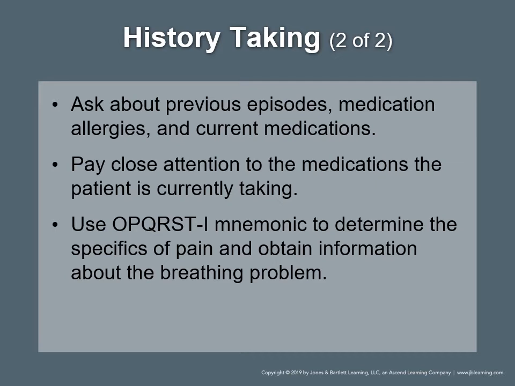Use the OPQRST-I mnemonic to determine the specifics of pain and obtain specific information about the breathing problem. When did the breathing problem begin? That's your onset. What makes the breathing difficulty worse or better? That's provocation or palliation. How does the breathing feel? That's quality. Does the discomfort move? Radiation and region. How much of a problem is the patient having? That's the severity. Is the problem continuous or intermittent? That's the I. What has been done to alleviate the problem prior to EMS arrival?